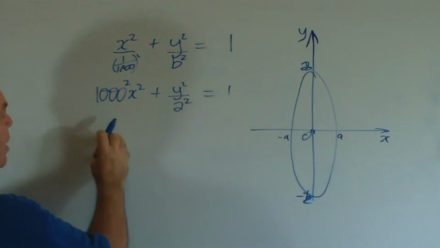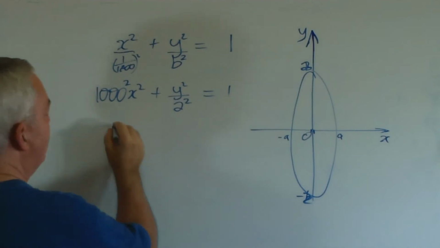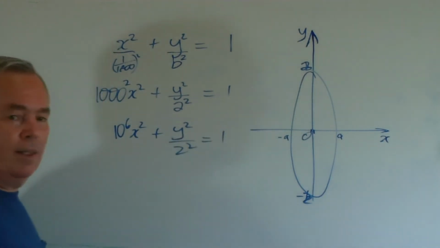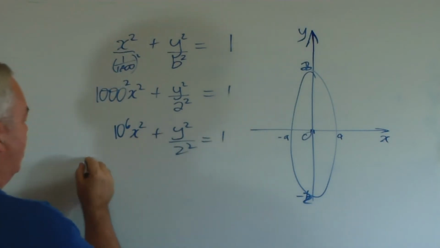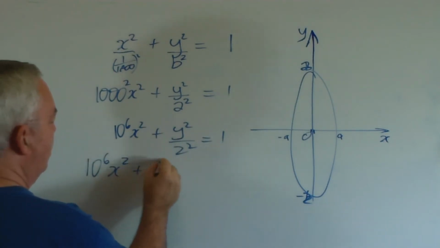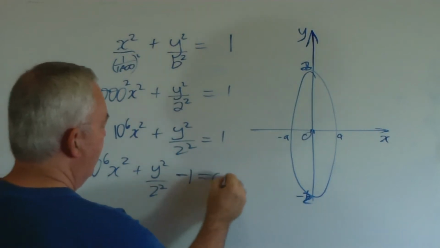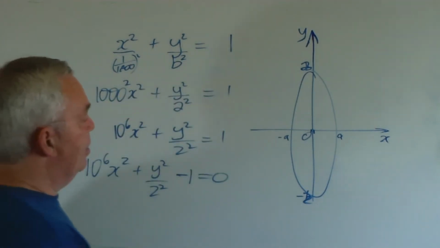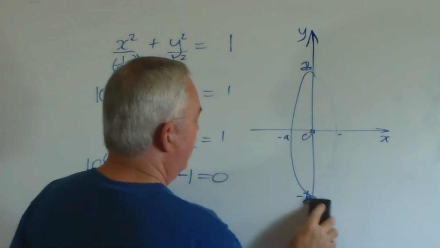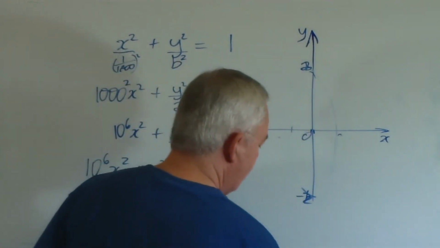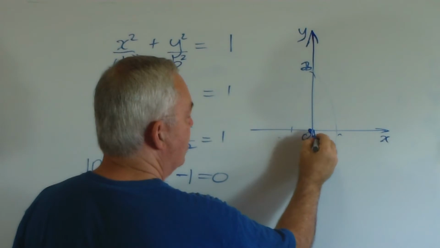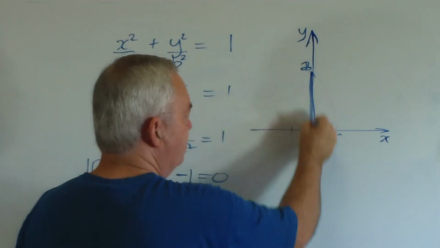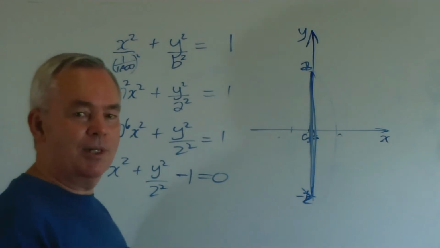I can probably write this a little more compactly by changing 1,000 squared, which is 1,000,000, to 10 to the power 6, because I'm going to need every bit of room I can get. And I think you'll agree that if I bring the 1 over to this side, that also is a true form for the equation of this particular ellipse. So this ellipse now goes from minus 2 to plus 2, and from plus 1,000th to minus 1,000th. So it's basically a line interval, at least to the naked eye, and that's what I'm trying to do.